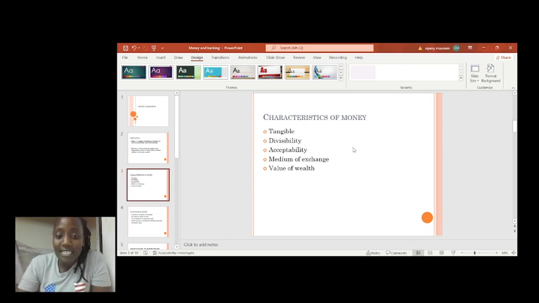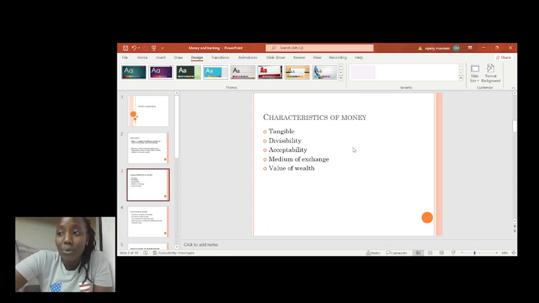Then the other characteristic is acceptability. By that we mean if money is to be used as a medium of exchange for goods and services, then it must be generally acceptable as having value in exchange. And then the other characteristic, which is not indicated there, is portability. It means that you can carry it around.